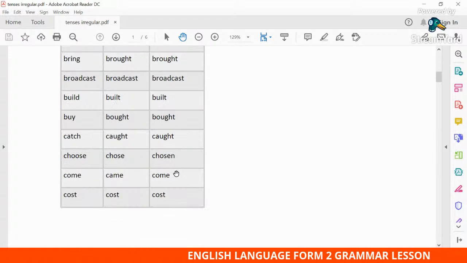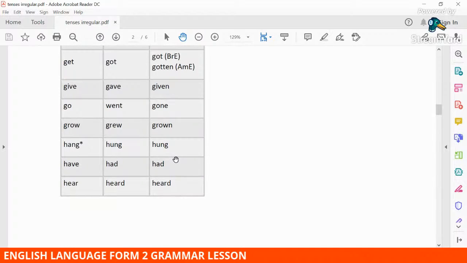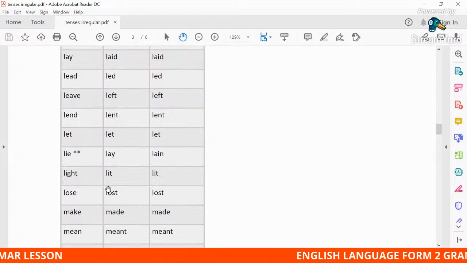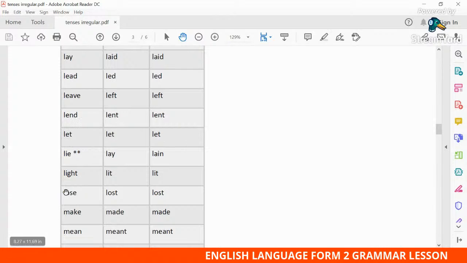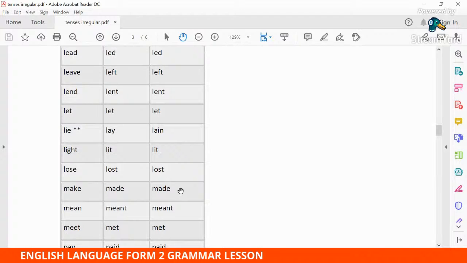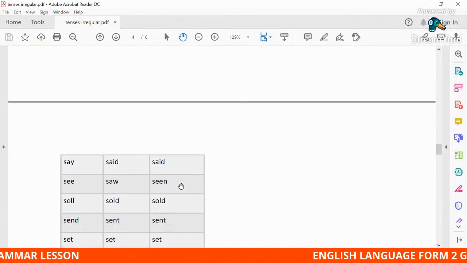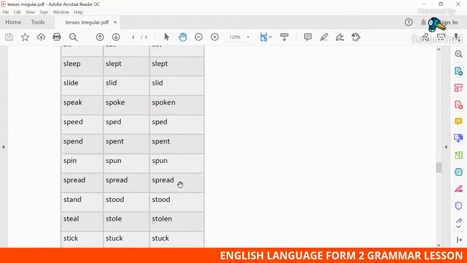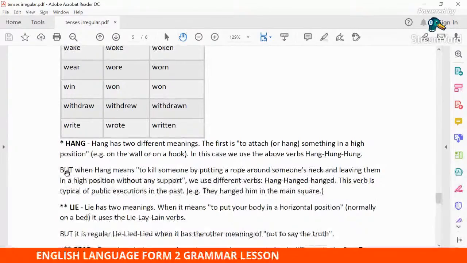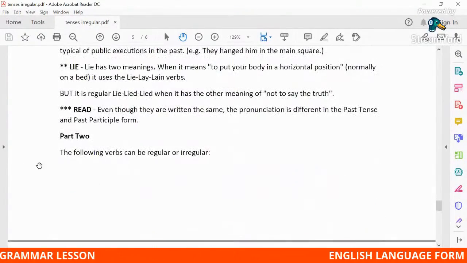Build, build, build. Okay, so this is quite complete. You can see it's a lot, right? I think there are all 6 pages, yes. Let, led, led. Lose, lost, lost. Example: run, ran, run. So everything is here from A to Z. There are also notes given here. Write, wrote, written.